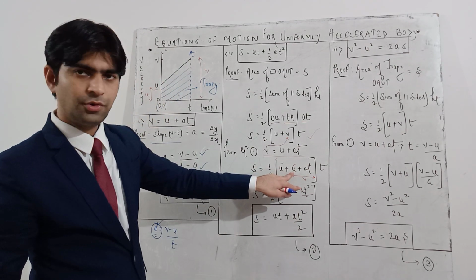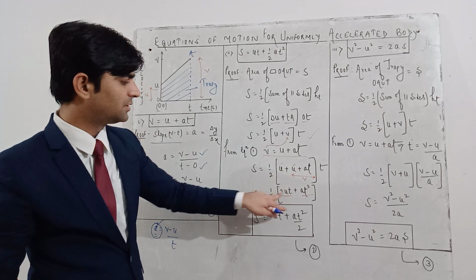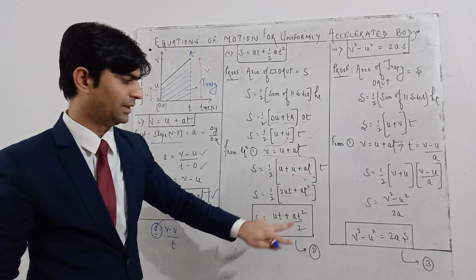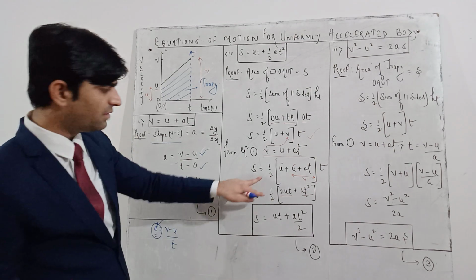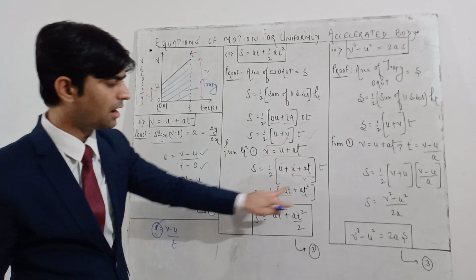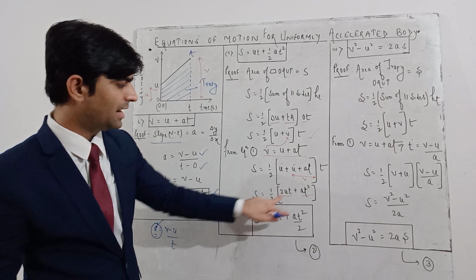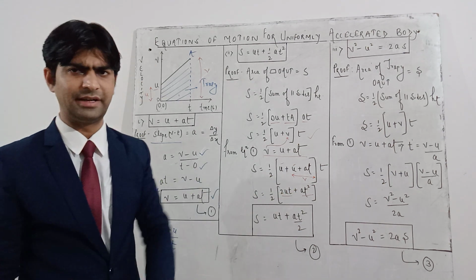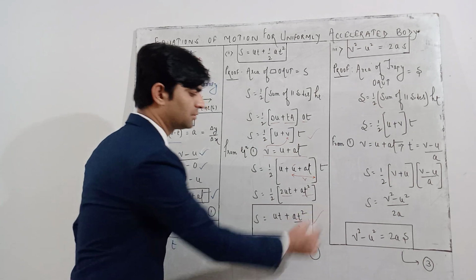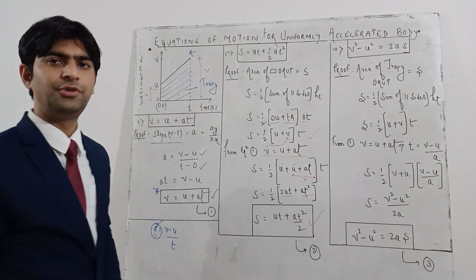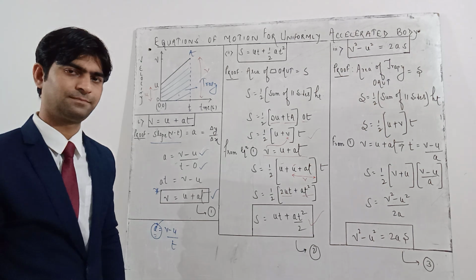U plus U, 2U multiplied with T, so this is 2UT and AT square. Half is outside the bracket, so multiply half inside. The 2 cancels out. So this becomes UT plus AT square by 2, that is half AT square. So you got the second equation also: S is equal to UT plus half AT square.